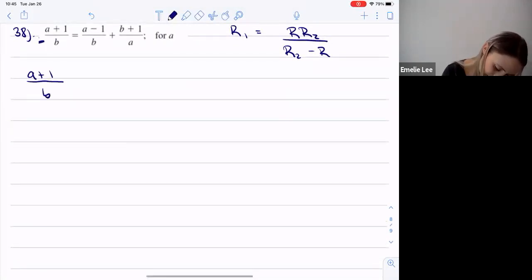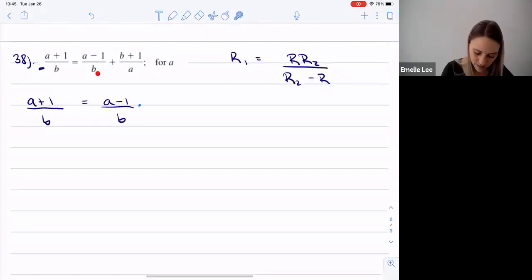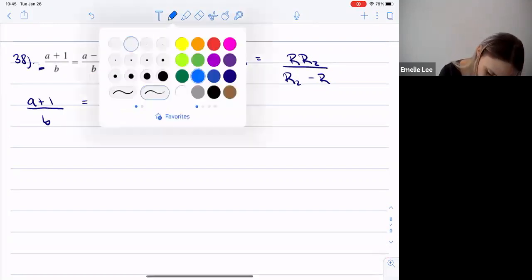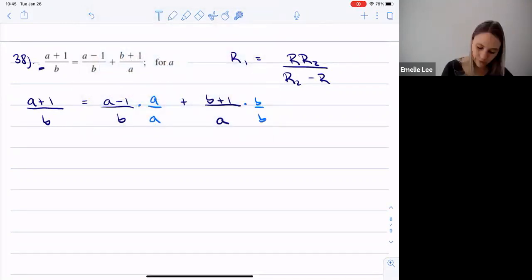(a + 1)/b = (a - 1)/b... and I'm going to, because I'm kind of short on time here, force the common denominator of b times a, or ab if you prefer, right away. So I'm going to force this by multiplying by a over a, plus b plus 1 over a times b over b, right? Forcing a common denominator of ab.